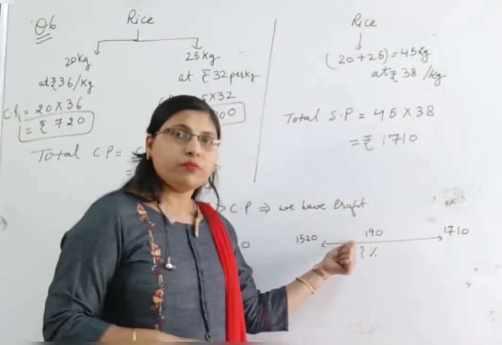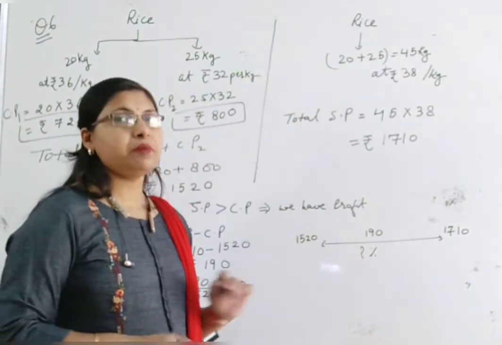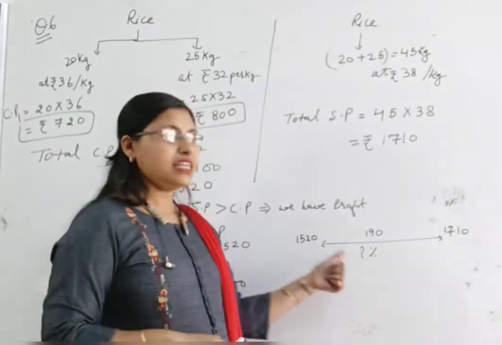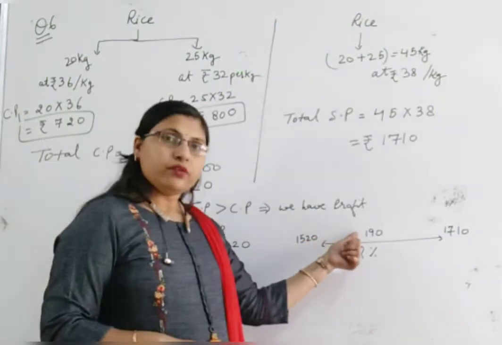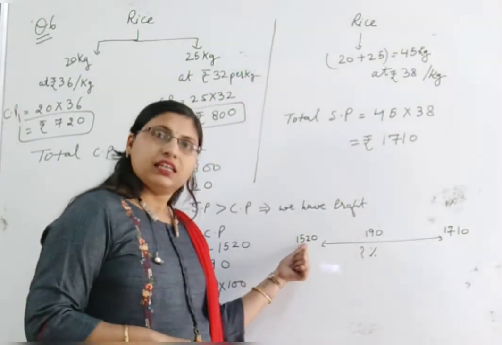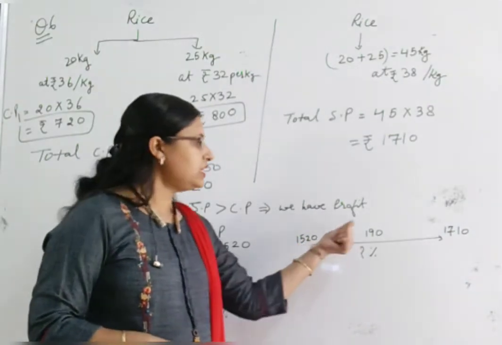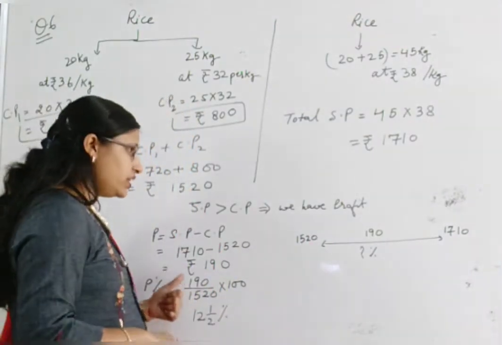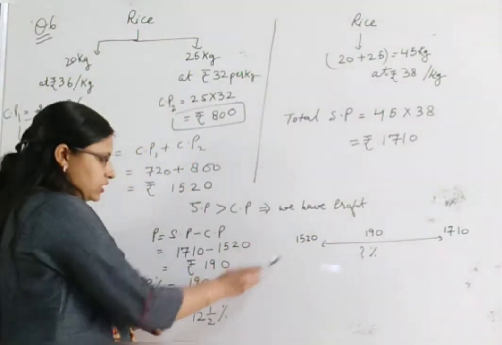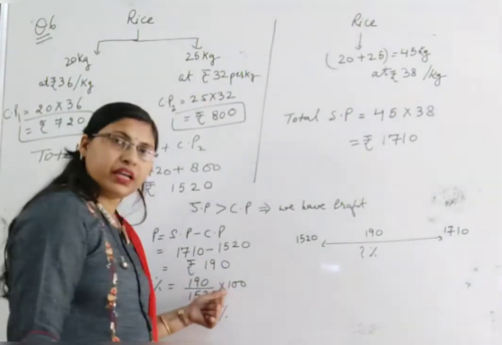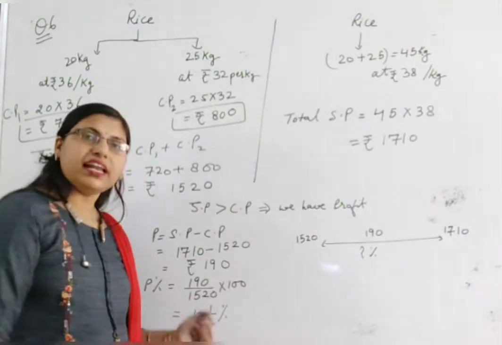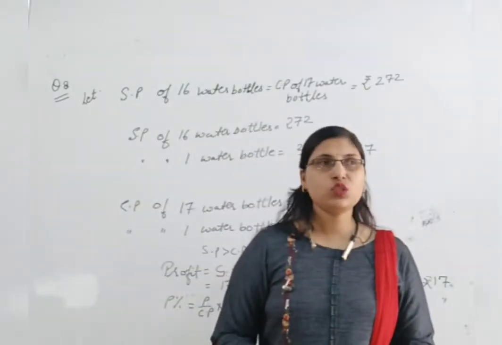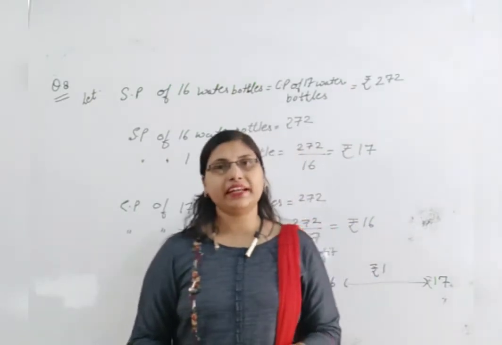But this is the value form. But in the question it is asked in the percentage form. So how to calculate the percentage form? In percentage form, this value should be divided by this value which is written at the left side, means profit upon CP multiplied by 100. So that we have done here. Profit upon CP 1520 multiplied by 100. So we have got the answer 12.5%. Clear everyone?